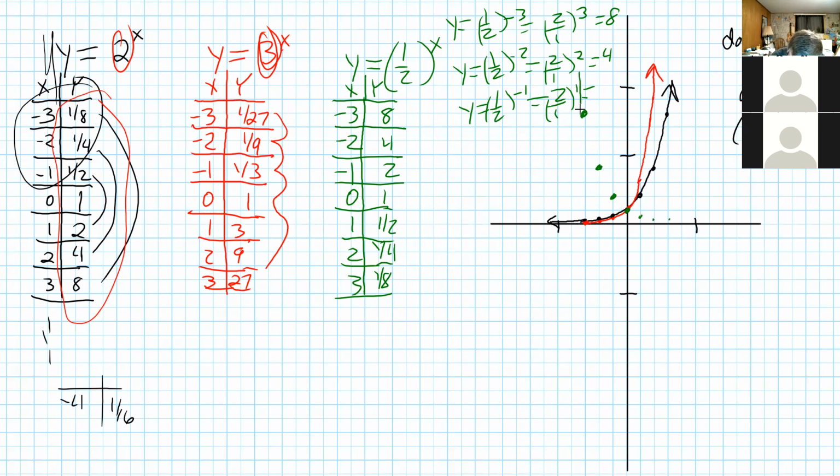Oh, that looks like the reflection of the black graph, y equals 2 to the x, doesn't it? Because instead of everything doubling, it's halving, so to speak. It still has a domain of all real numbers, a range greater than 0, a y-intercept of 1, no x-intercepts, but we say that it's decreasing over its entire domain. Okay? Questions? No. Okay. No, I'm okay.